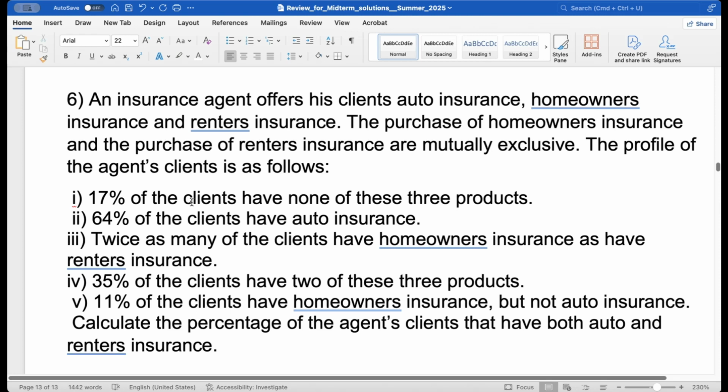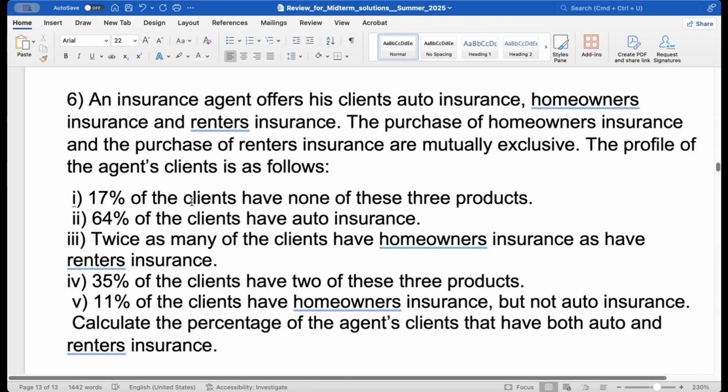This is question number 6, inclusion exclusion. An insurance agent offers his clients auto insurance, homeowners, and renters. The purchase of homeowners insurance and the purchase of renters insurance are mutually exclusive, meaning that the intersection is empty. No one has both of those. And then we have a list here.